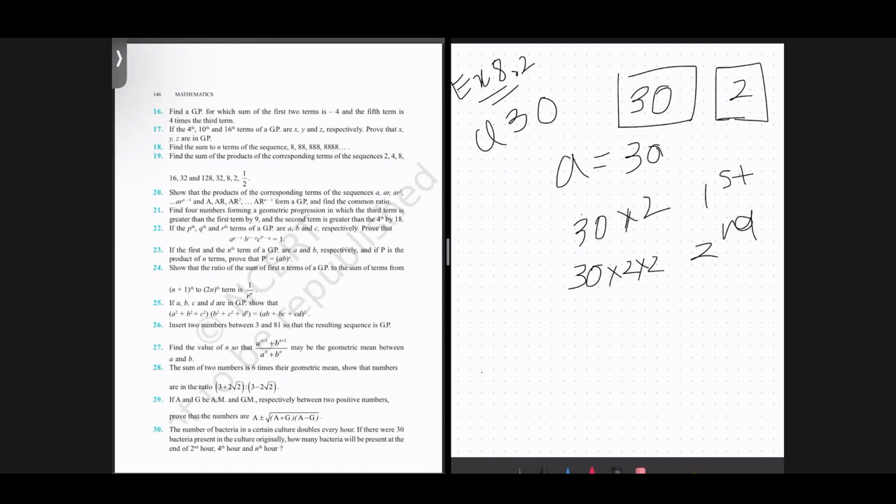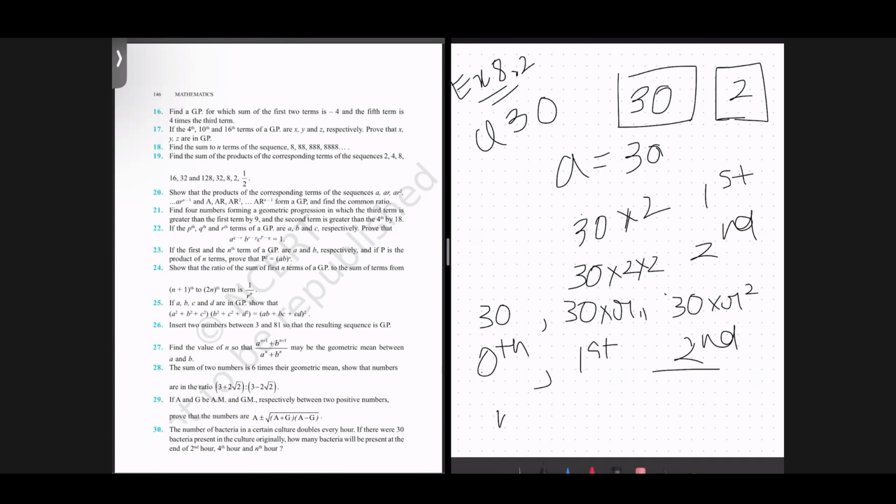Correct? So the question now will be at the end of second hour. At the 0th hour, the starting, you have 30 bacteria. At the end of first hour, you have 30 into r, where r is 2. At the end of second hour, you have 30 into r square.